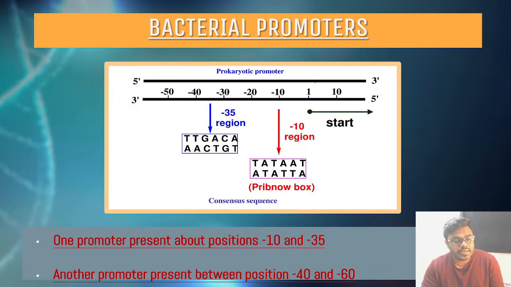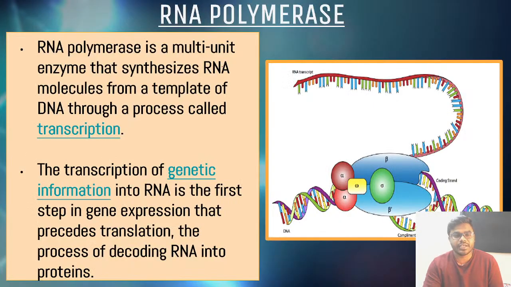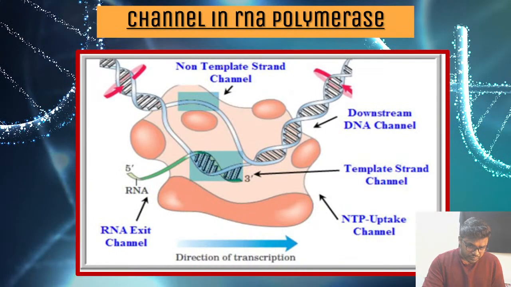I hope friends, every one of you very clearly remembers how many promoters there are in the case of prokaryotic organisms we studied. There are only two promoters. One is located at -10 and another one is located at -35.